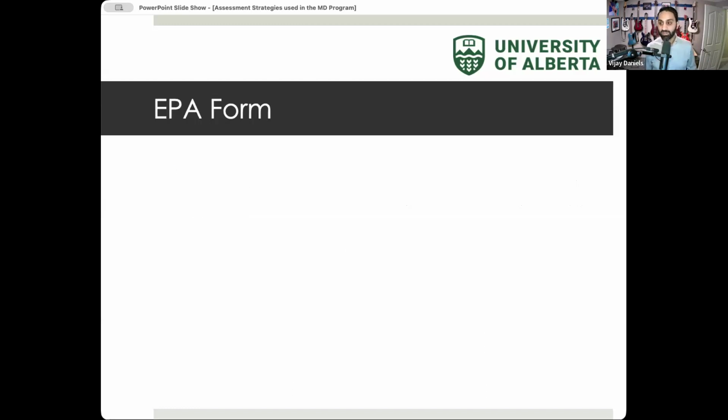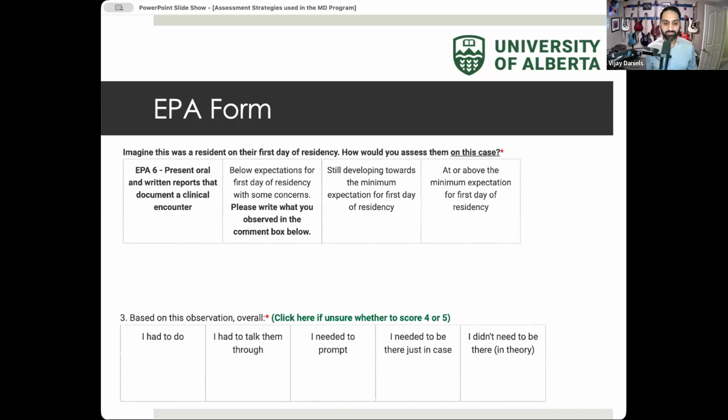So here is what our entrustable professional activities forms look like; I'm giving you two examples. The top one is what we see in our medical school. The idea is the top level is someone you're expecting to be at or above the minimum expectation for first day of residency. Some people dislike how vague that term is, but we tried many different permutations, and this felt like the one where most assessors could picture that resident in their discipline on the first day of residency doing call and could judge how far the student is away from that.